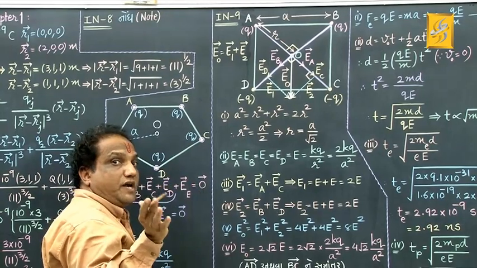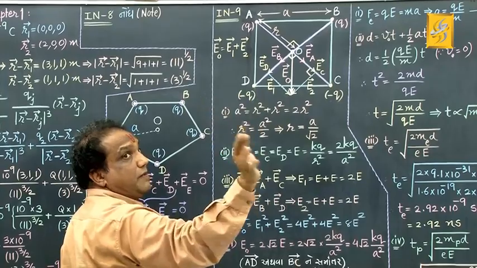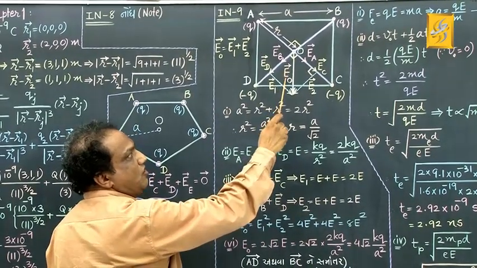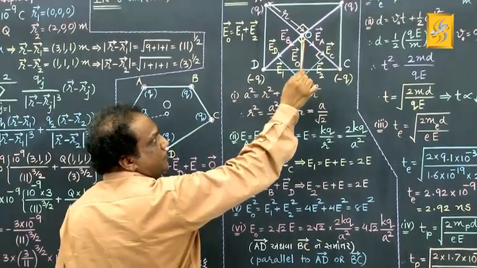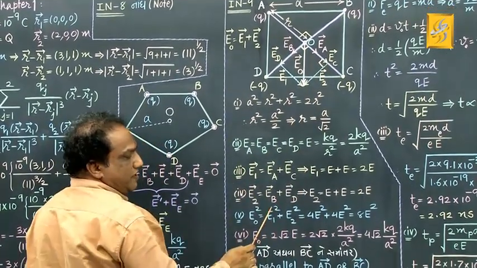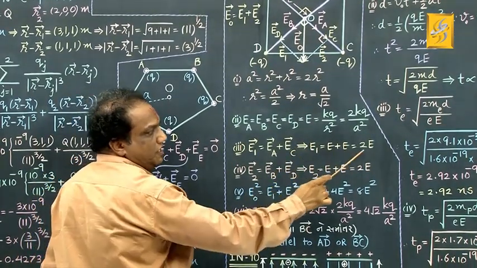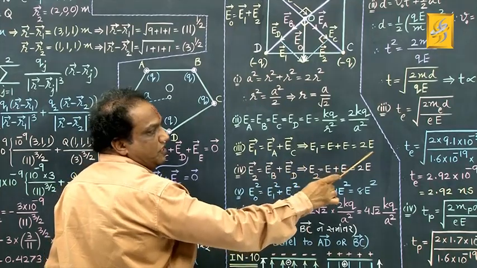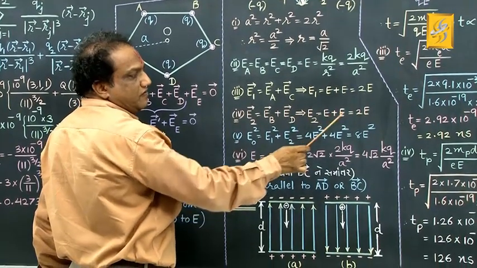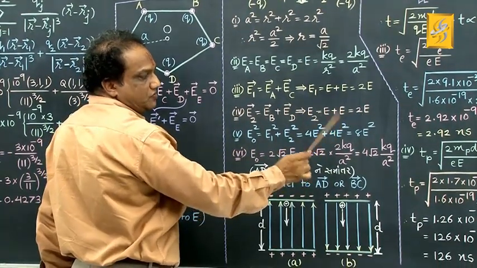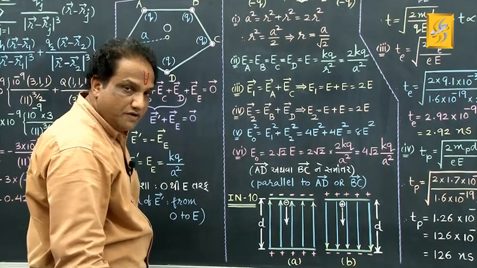It is opposite to the right angle, which means what? Hypotenuse. And when it is hypotenuse, then you can apply Pythagoras theorem. Square of hypotenuse, that is EO square, will be equal to E1 square plus E2 square. What is the E1 value? 2E. So E1 square will be 4E square, plus E2 square. Square of this will be again 4E square. 4E square plus 4E square, that is 8E square, okay?